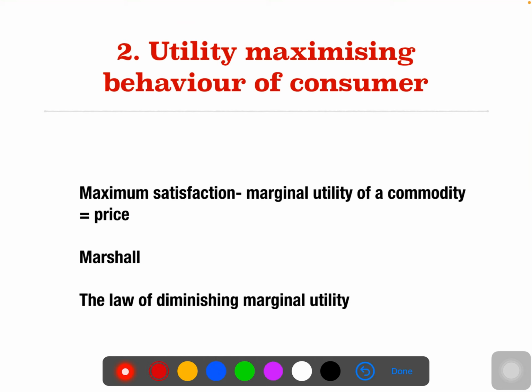The second reason why the demand curve is downward sloping, the first reason you already got, the price effect, a fall in price. The second one is the utility maximizing behavior of the consumer. So in this case, you have to talk about one theory, that is Marshall's theory. Let's talk about it first of all. Maximum satisfaction is when the marginal utility of a commodity is equal to the price. I'll tell you the theory, through that you can understand.